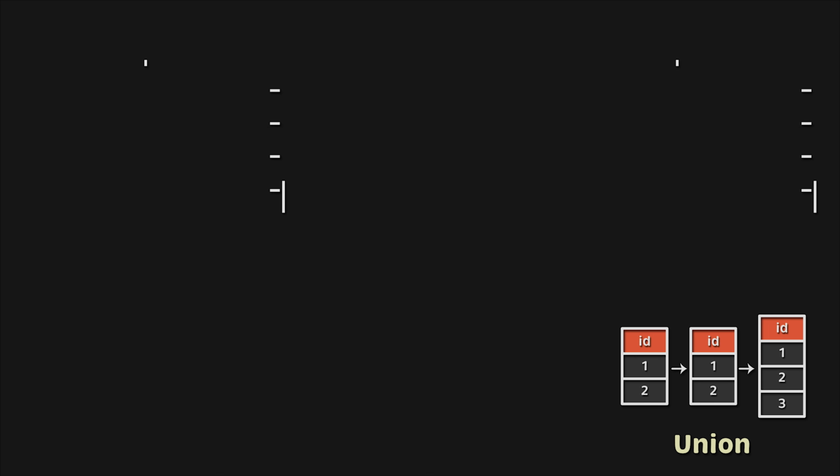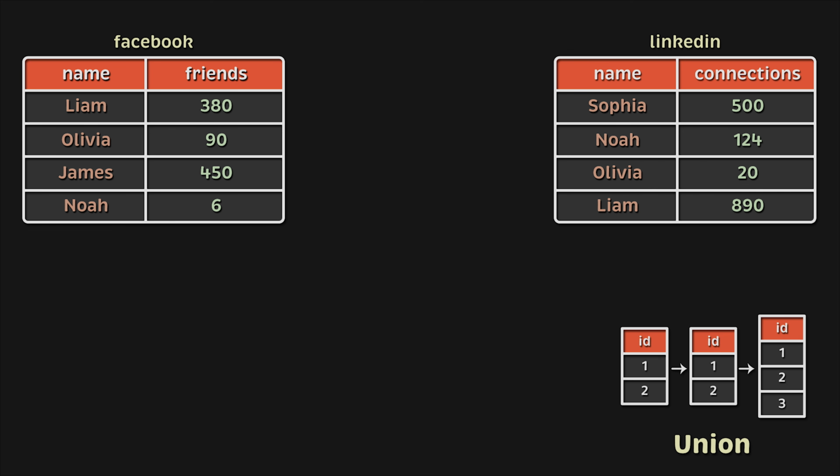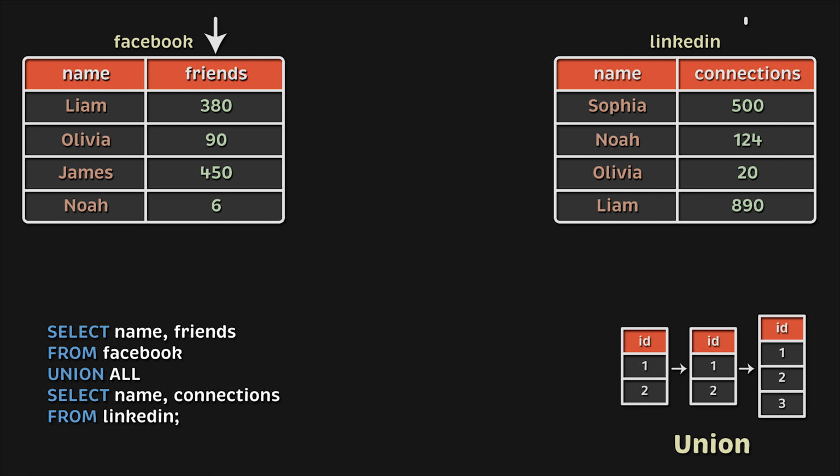Union does not attach the data from two tables to a single row like SQL joins horizontally. Instead, union stacks two datasets on top of each other into a single table vertically. When you perform a union, data columns can have different names like friends and connections. The important part is that they have the same data type and the same order.